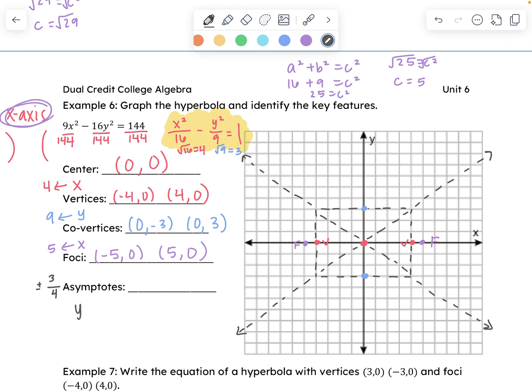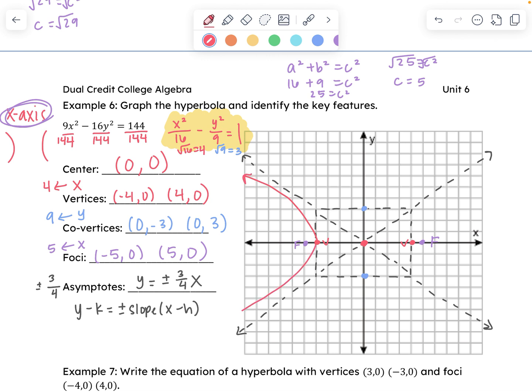And remember, it's y minus k equals plus or minus the slope times x minus h, which makes this one really nice and easy. h and k are 0. It's just y equals plus or minus 3/4 x. So I just need to draw my actual hyperbola. There it is.